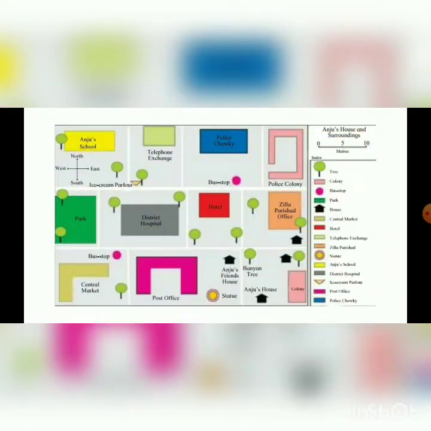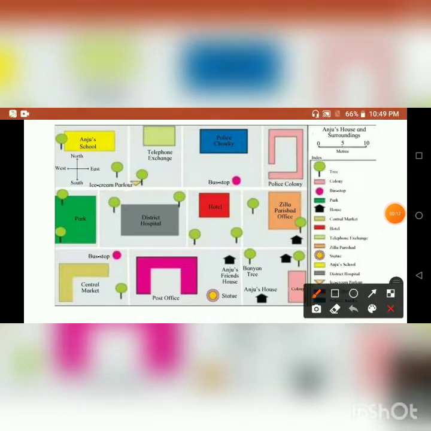In the last lesson, we had done how to read a map, how to make a map using symbols, and looking at the map and the index, we can read the whole map. Now this was Anju's school. Here you can see all the symbols in the index.